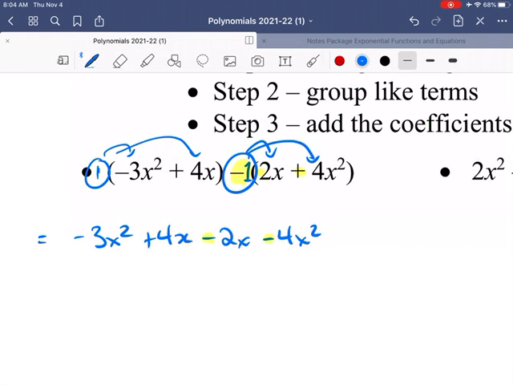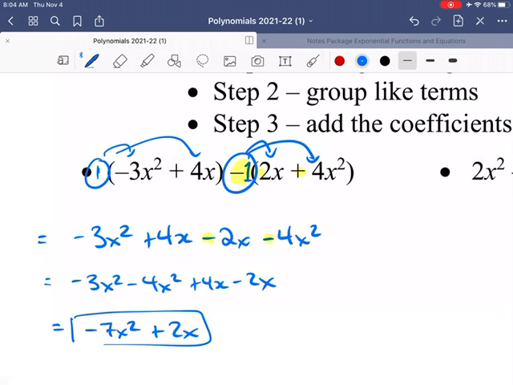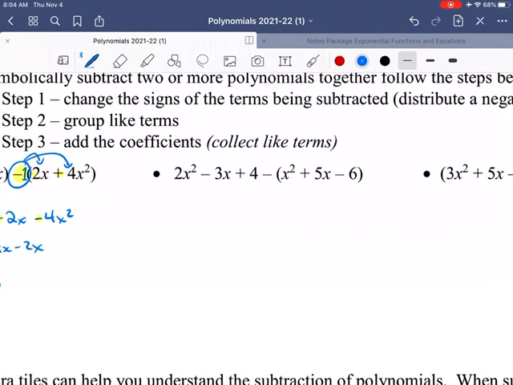So if we rewrite this, it's going to be negative 3x squared minus 4x squared plus 4x minus 2x. And this will simplify to negative 7x squared and positive 2x. And that would be our solution. Let's do another example here.